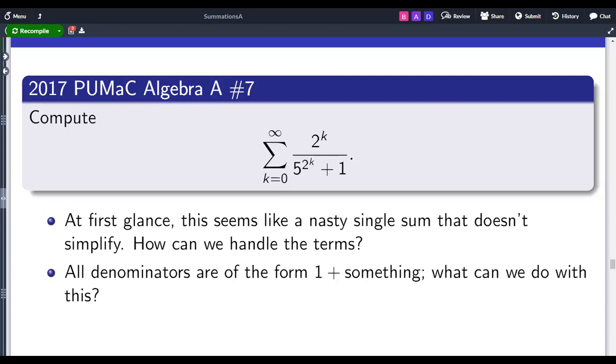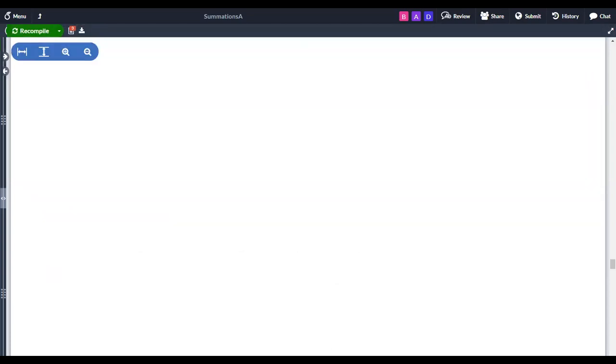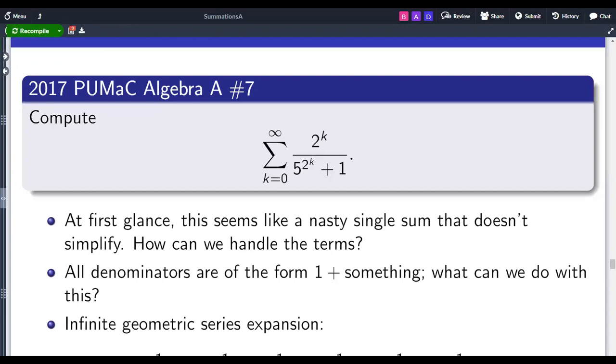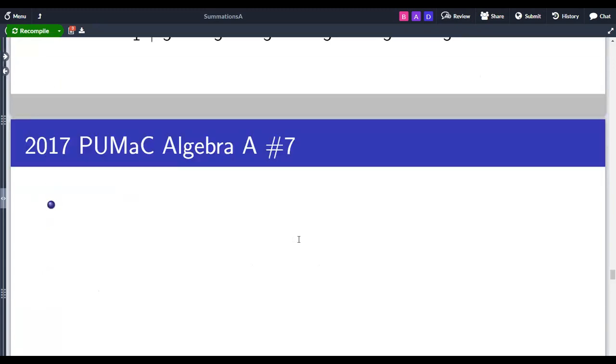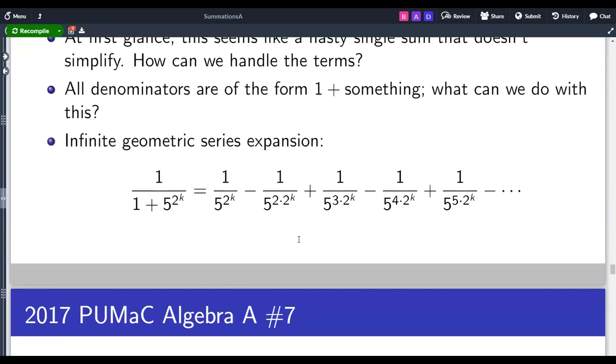Yeah, with 1 plus something, we can turn it into an infinite geometric sequence. Yep. So if we have a term 1 over 1 plus 5 to the 2 to the k, then we can expand it as this infinite geometric sequence: 1 over 5 to the 2 to the k, minus 1 over 5 to the 2 times 2 to the k, and so on. So let's do this to every term in this sequence.